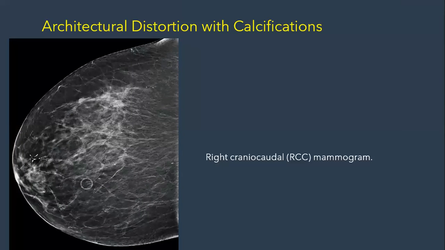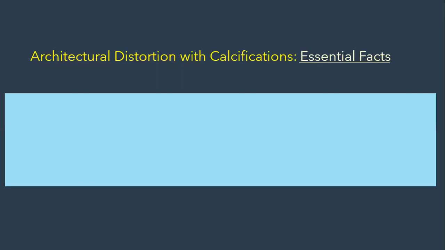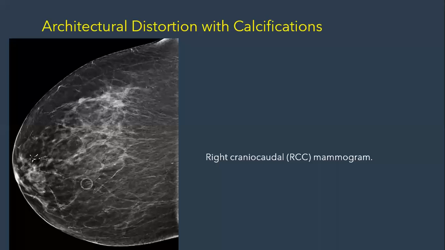Okay. Can you see any architectural distortion on this mammography? I think this is an architectural distortion. Okay, the right CC view demonstrates architectural distortion, and even associated calcifications, distortion with foci of calcification.